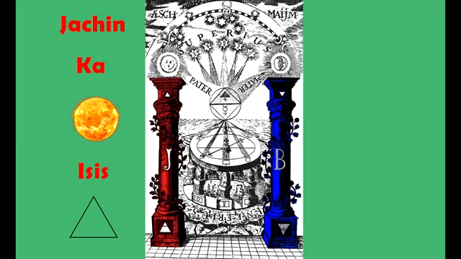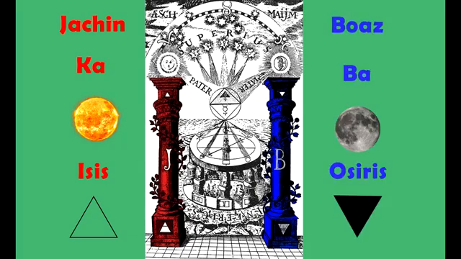So Joachim is the red pillar, Ja-Ka, you hear the Ka? The Ka is the sun, Isis the upward pyramid. Boaz is the blue pillar, the Ba, the moon, Osiris, the down pointing black triangle.